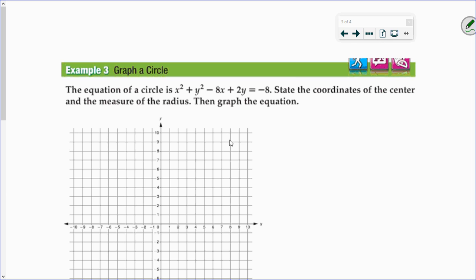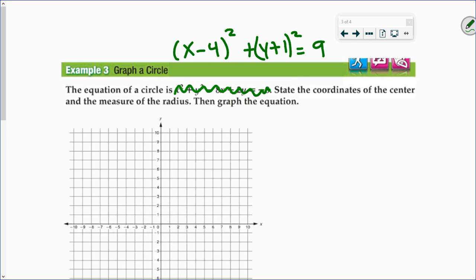All right, so let's continue here. We want to graph a circle if we're given the equation. We're not going to use this equation though, so I apologize. We're going to use our own equation. Let's graph this circle: (x minus 4) squared plus (y plus 1) squared equals 9.